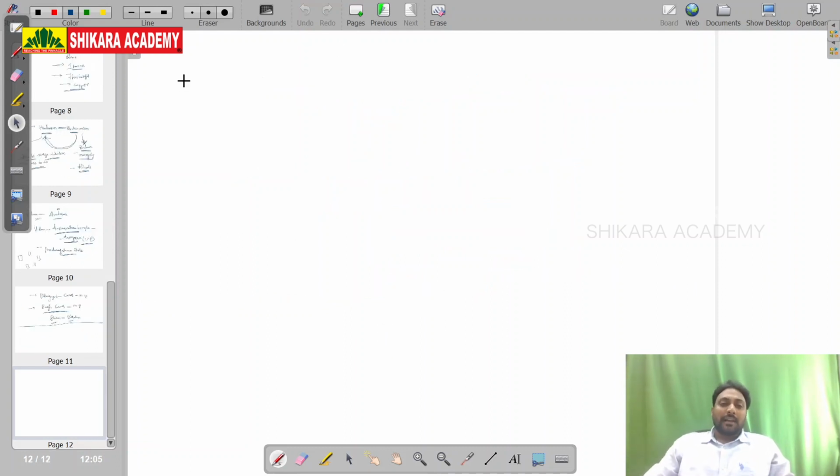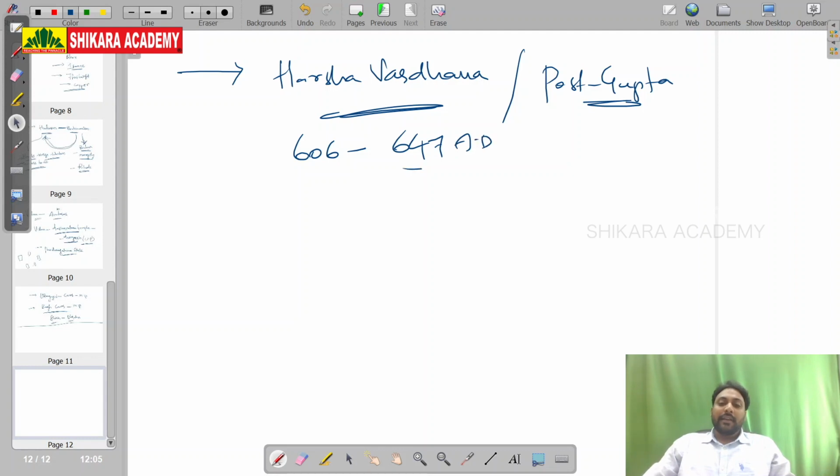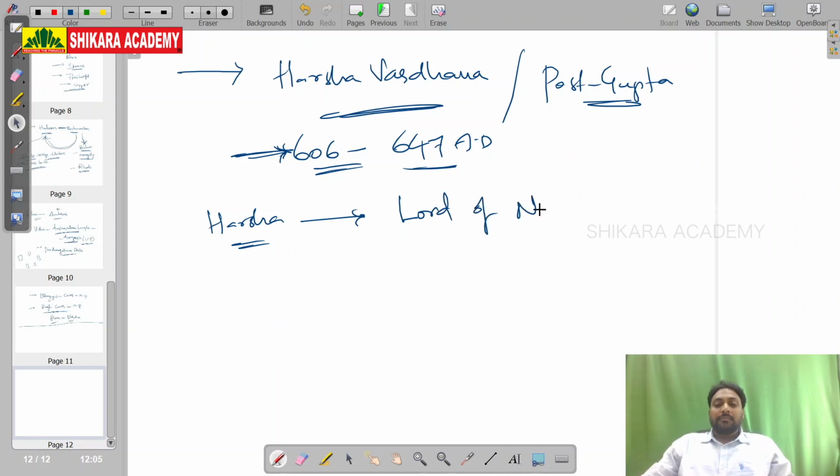Then after the Guptas, next comes Harshavardhana, the most important ruler in North India. This comes under post Gupta. Harshavardhana ruled from 606 to 647 AD. Harsha was the lord of the north, the entire lord of North India. Harsha defeated all the small kingdoms like Maukari, Maitreka, Kamarupa, Gauda.